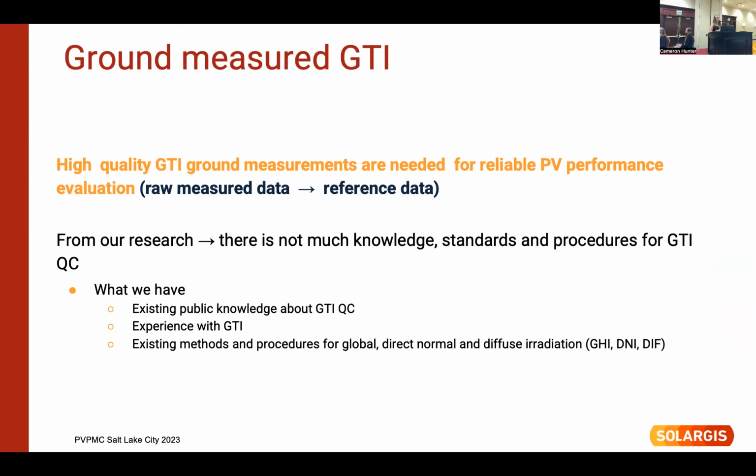So what we basically want to achieve is to measure these raw data and make reference data from them. And from our research we did recently, there is actually not much knowledge, standards and procedures for GTI quality control. So what is the current status? We have some existing published knowledge about GTI and quality control. In the company, and even worldwide, we have some experience with GTI. And we also have existing methods and procedures for global horizontal, direct normal, and diffuse irradiation, so GHI, DNI and diffuse.